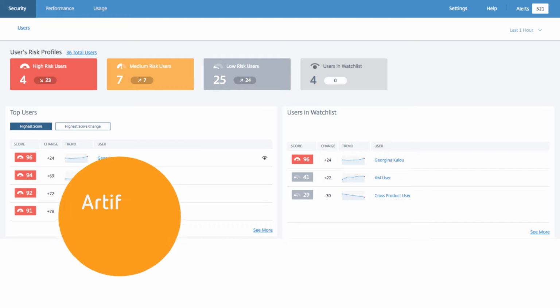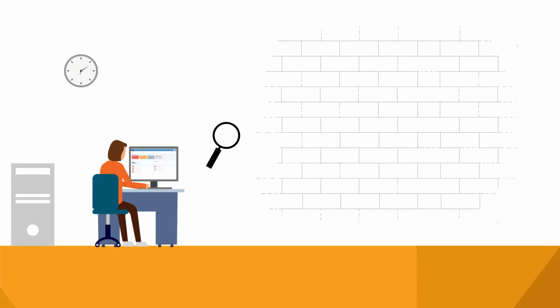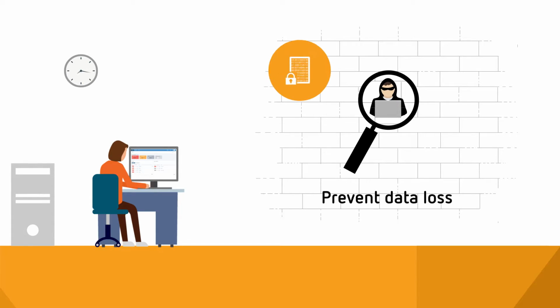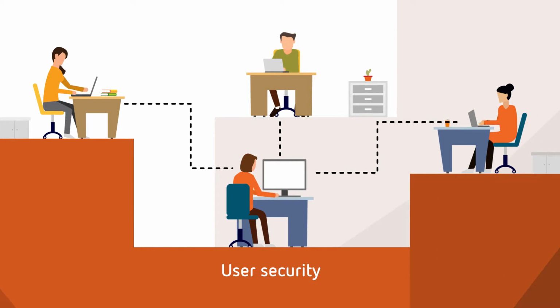Citrix Analytics uses artificial intelligence and machine learning to discover previously hard-to-detect threats and recommend proactive steps you can take to prevent data loss and other harm to the business. How does it work? Let's take a look at user security.